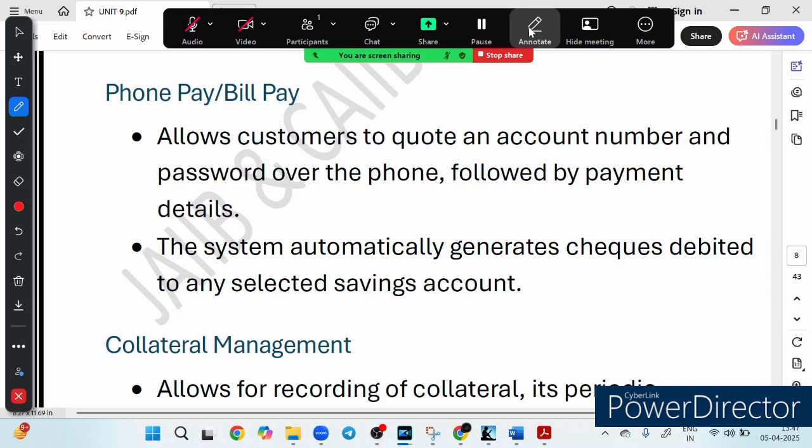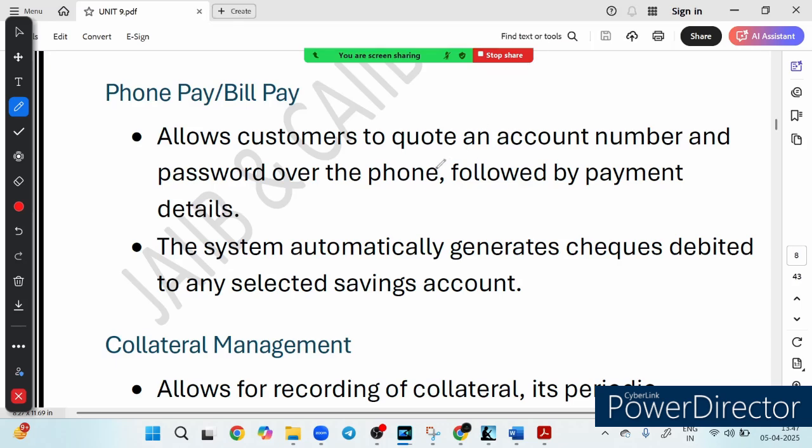Customer could call the bank, give their account number and password, and ask the bank to make a payment on their behalf. This is called phone pay, right? The system would generate a check, debit it from the selected savings account and process the payment. Neat, right? Even without a smartphone or net banking. This is called phone pay or bill pay.